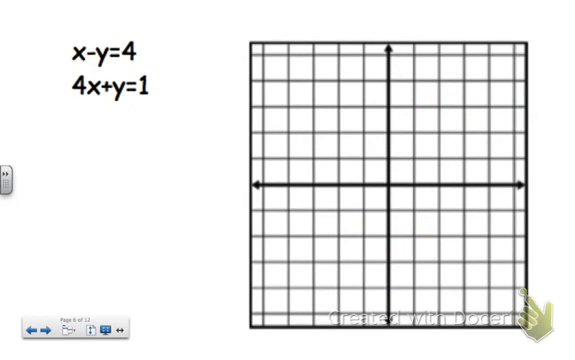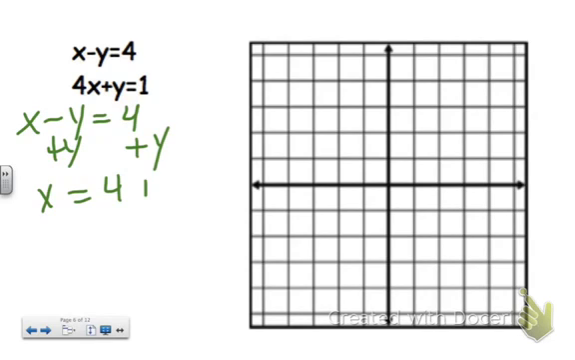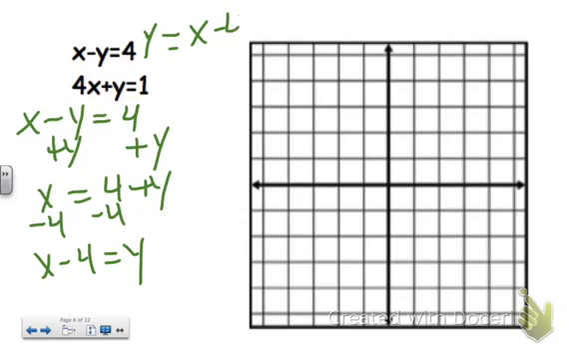So let's try another one. This time we have x minus y equals 4 and 4x plus y equals 1. So again, I'm going to graph both of them on my grid, but this time they're not in slope-intercept form. So the first thing I'm going to do is put them both in slope-intercept form. So I have x minus y equals 4. Well, remember, I want to get y by itself. So to do that, I'm actually going to move y over so I don't have to worry about negatives. So I have x equals y plus 4, and then to get y totally by itself, subtract 4. So I end up with x minus 4 equals y, or y equals x minus 4.